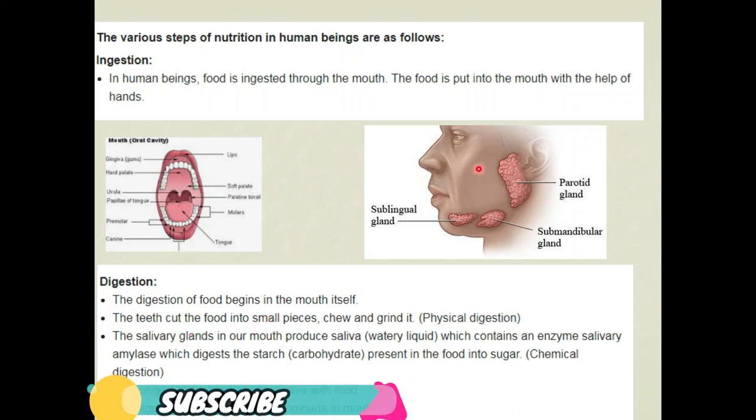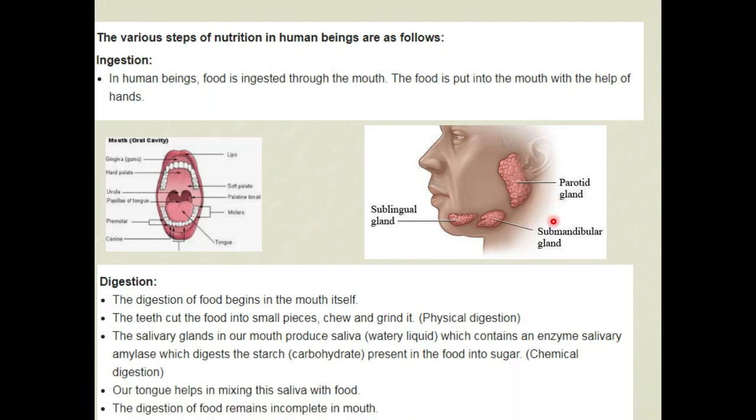The salivary glands, so you can see that three kinds of salivary glands are present: parotid, submandibular and sublingual. So what they do, they produce saliva, a watery liquid, which contains an enzyme called salivary amylase. So this enzyme digests the starch which is present in the carbohydrate or the food which we are consuming. The salivary amylase converts the complex sugar into simple sugar.